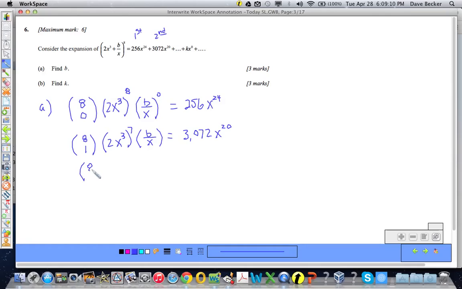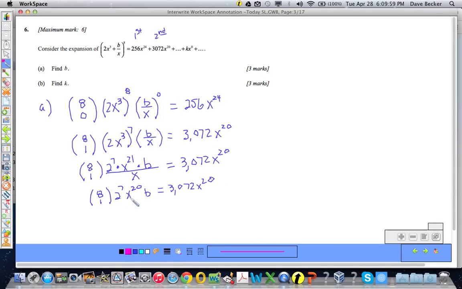So this would be 8 choose 1, 2 to the 7th power, times x to the 21st power, times b, and that would be all over x, and that equals 3072x to the 20th power. And if you simplify that, x to the 21st over x, 21 minus the exponent 1 here is going to be 20. So we would have 8 choose 1, 2 to the 7th, x to the 20th, b is equal to 3072x to the 20th. Well, the x to the 20ths, you could divide both sides by x to the 20th. Same thing on each side of the equation, they're gone.